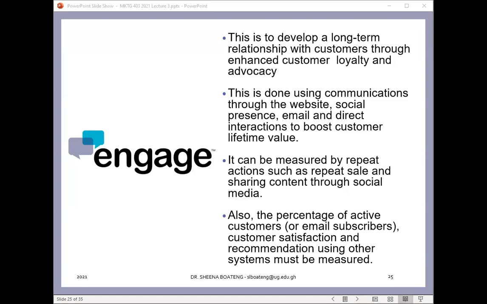So firms have to ensure that they move beyond the process of actually converting the customer to an actual buyer towards the level of engagement, because it is through engagement that you will be able to get the customer to stick with you for the long haul.